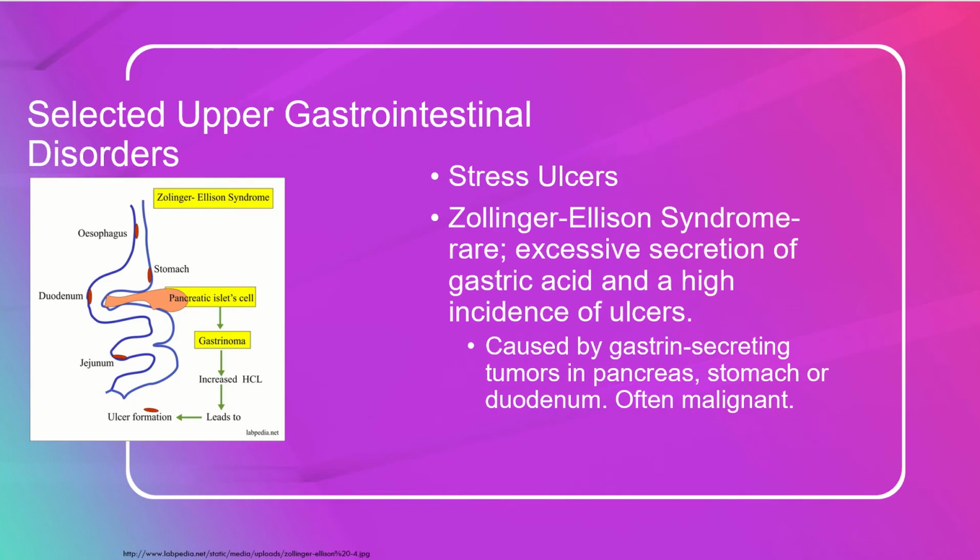So in terms of selected upper GI disorders, we're talking about stress ulcers, and a very rare Zollinger-Ellison syndrome, which is excessive secretion of gastric acid and high incidence of ulcers. As we see in this diagram, the red represents the ulcer formation, and essentially the syndrome causes increased acid, and that causes an increased presence of ulcers. It's caused by gastrin-secreting tumors in the pancreas, stomach, or duodenum, and it's often malignant.